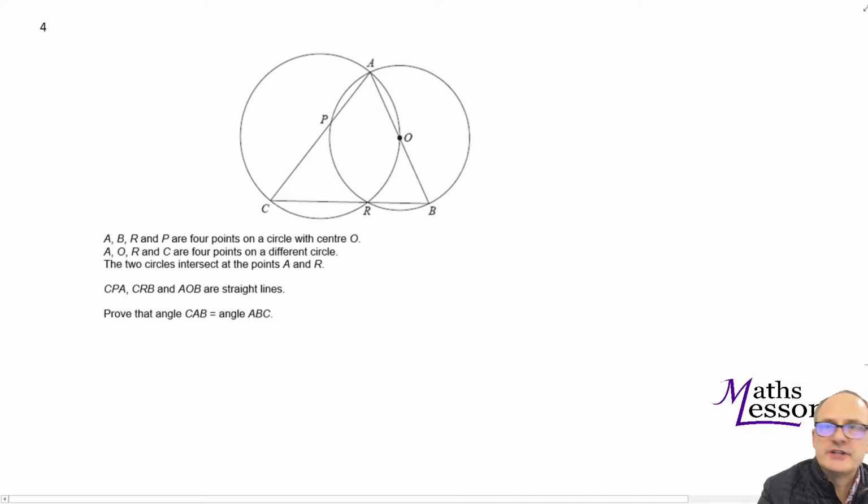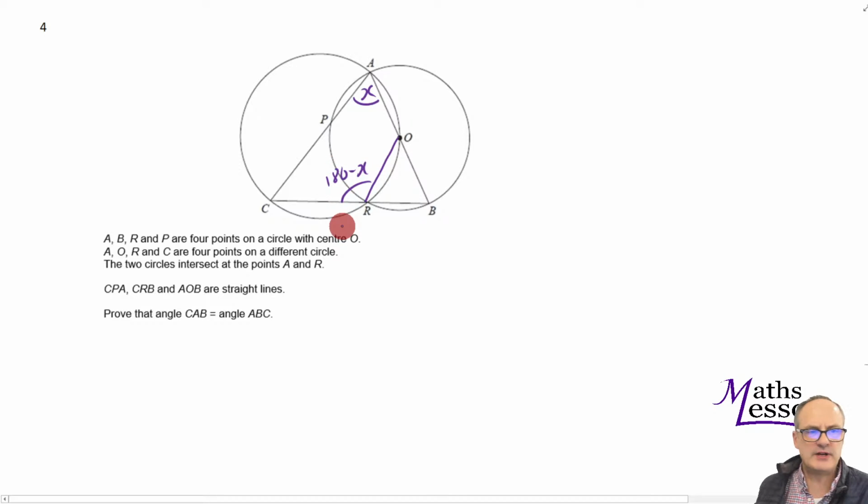Okay, so the trick is to know what line to draw in and to start off with maybe just calling this one X here. So we want to prove that CAB is equal to ABC. So we're going to prove that this is equal to this. And the trick is to draw this line in here and create a cyclic quadrilateral here. So we then know that this is going to be 180 minus X.